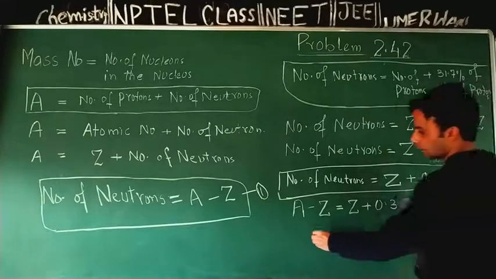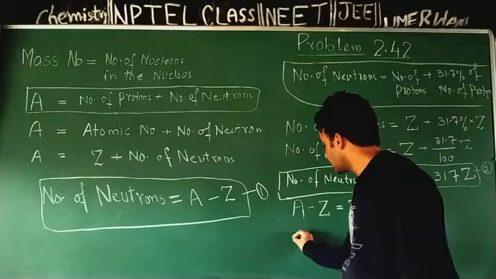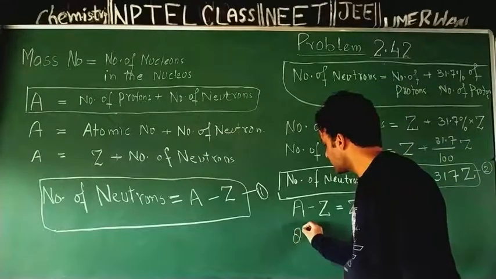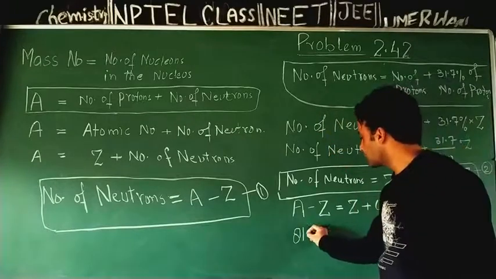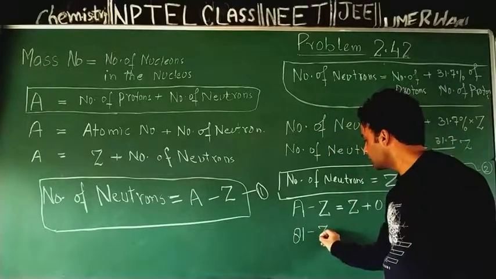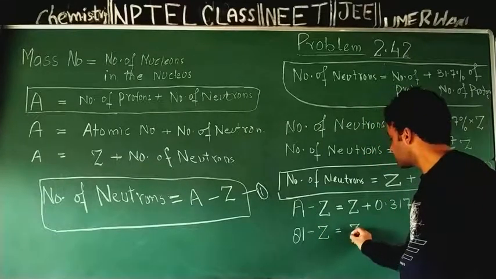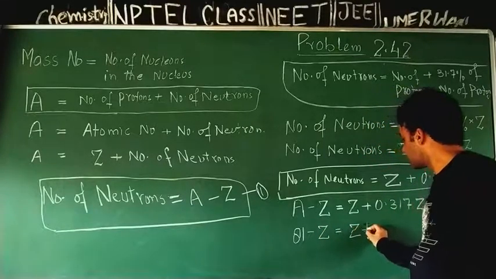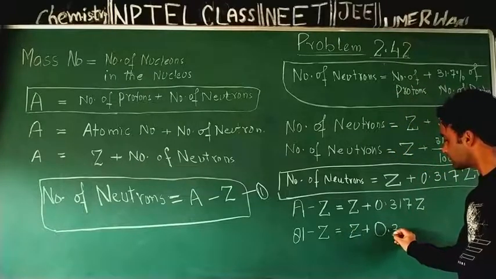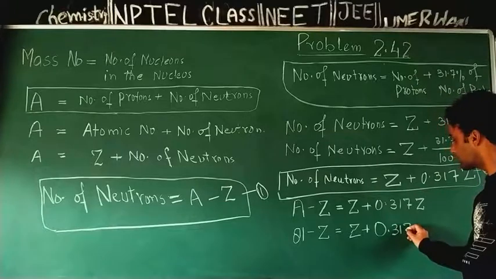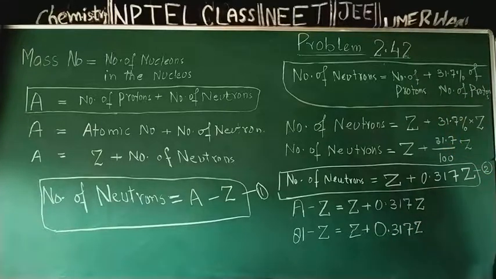Now A, I know A is mass number and it is given equal to 81. In the question, mass number of this element is given 81. So 81 minus Z is equal to Z plus 0.317 times Z. Now I will solve this equation for Z.